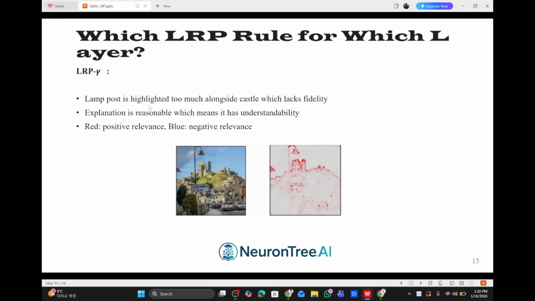And for the LRP gamma rule, we can see here this lamppost is highlighted too much alongside the castle. That means it lacks fidelity. Yes, we can easily understand there is a castle, but because of this lamppost, the decision of the model is wrong, so it lacks fidelity. And the explanation, I will say, is reasonable, because as a human we can understand this is a castle.